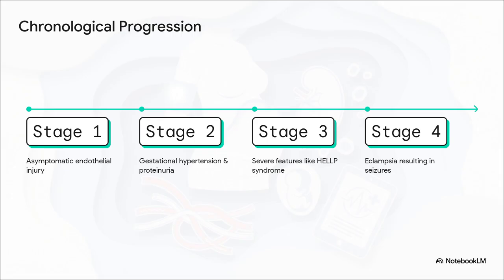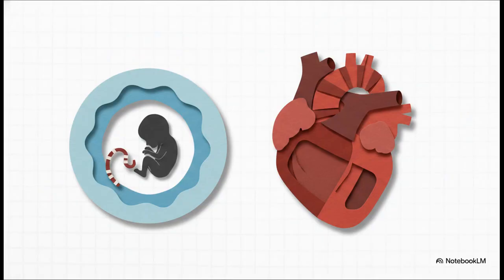If it remains unchecked, the systemic damage progresses to severe features, like HELLP syndrome, which stands for hemolysis, elevated liver enzymes, and low platelets. Ultimately, the cerebral edema can trigger eclampsia, which manifests as devastating, life-threatening seizures. It's absolutely critical to remember that the fetus is experiencing this crisis concurrently. The high-resistance placental vascular bed drastically diminishes perfusion, leading to fetal growth restriction. The fetus simply isn't getting enough nutrients or oxygen.